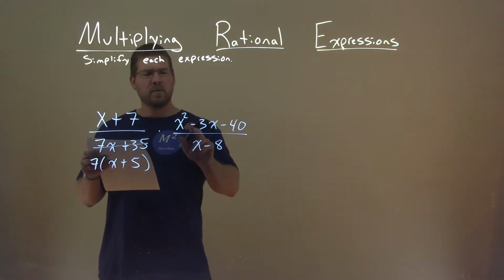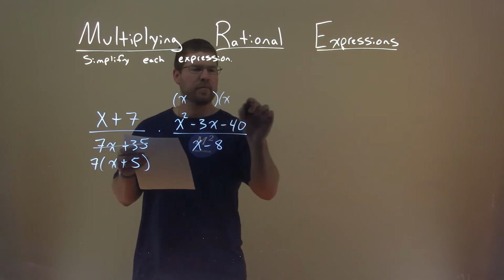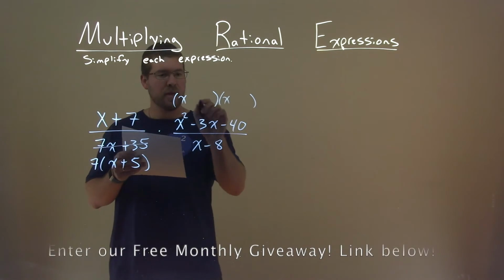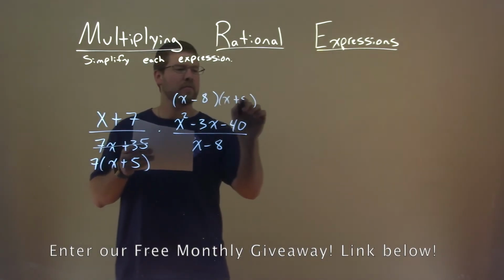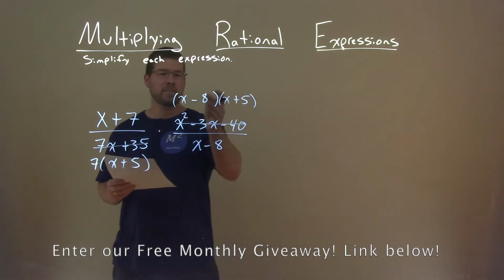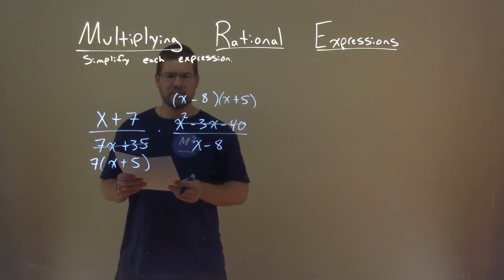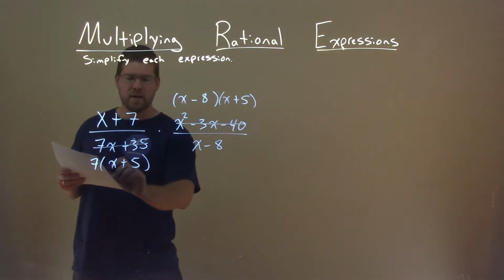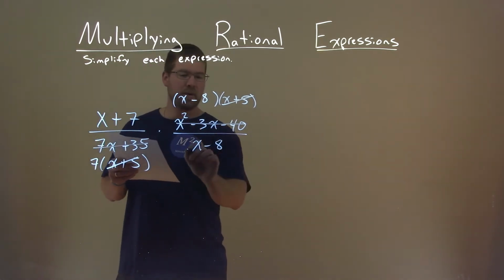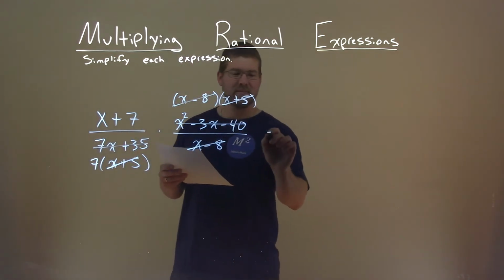Then, this upper part here can factor. So, what two numbers multiply to be negative 40, but add to be a negative 3? That's a negative 8 and a positive 5. So I'm rewriting that x squared minus 3x minus 40 in factored form. And now I see some things that I can cancel out. We have an x plus 5 down here, x plus 5 up here, x minus 8 here, and an x minus 8 there. And I think that's it. That's all we can cancel out.